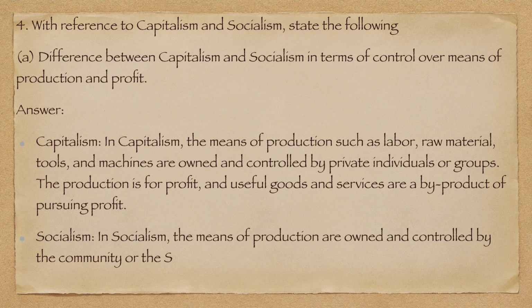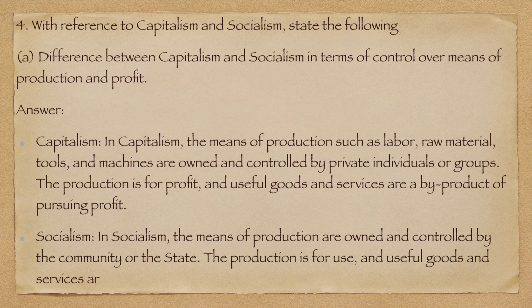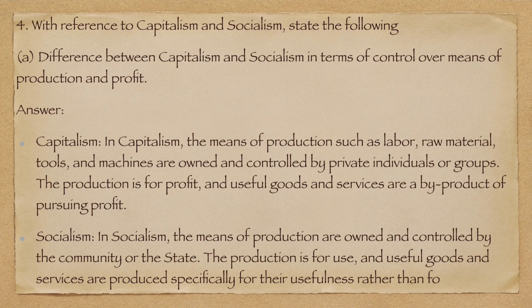Socialism. In socialism, the means of production are owned and controlled by the community or the state. The production is for use. And useful goods and services are produced specifically for their usefulness rather than for profit.